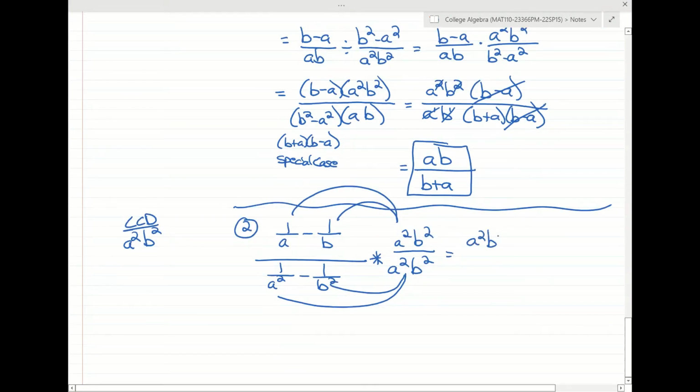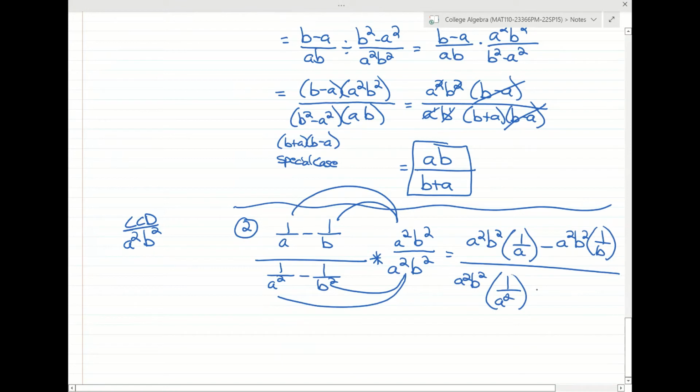A squared b squared times 1 over a, minus a squared b squared times 1 over b, divided by a squared b squared times 1 over a squared, minus a squared b squared times 1 over b squared.